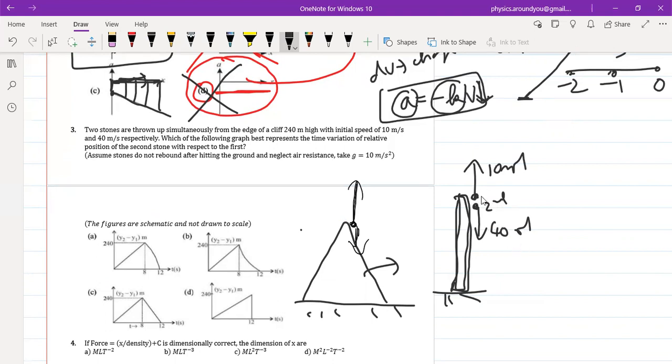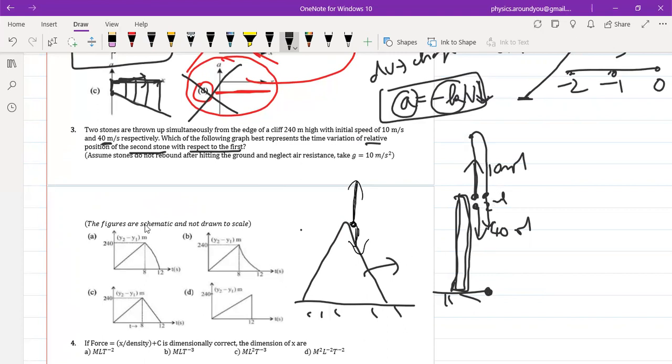What would happen to the first one? The first one will rise to some height. Then again, it will drop down. Later on, it will start reaching the ground. So that's settled. The second stone reaches the ground first. They're asking the variation of relative velocity of the second stone with respect to the first. So the second stone is on the ground while the first one is still moving in air.